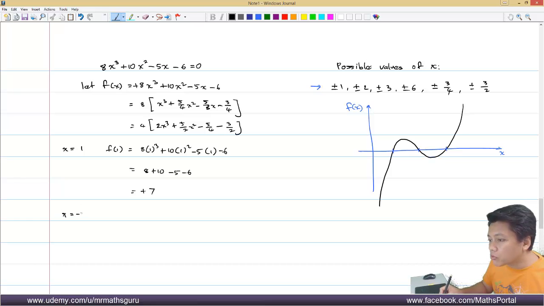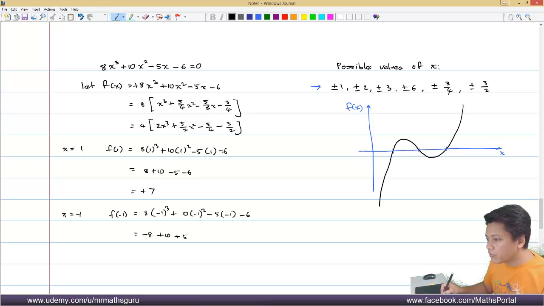Say x is equal to minus 1. Let's test this one now. f(minus 1) is equal to 8 times minus 1 cubed plus 10 times minus 1 squared plus 5 times minus 1 minus 6. So that is equal to minus 8 plus 10 plus 5 minus 6, that is equal to, okay, 10 minus 8 is 2, 2 plus 5 is 7, 7 minus 6 is 1.